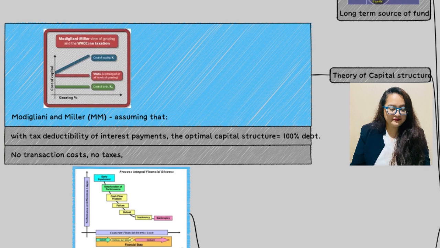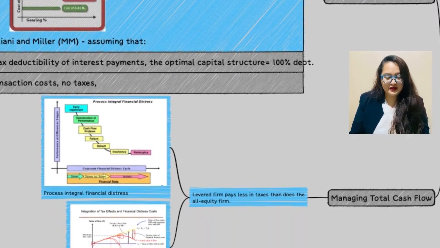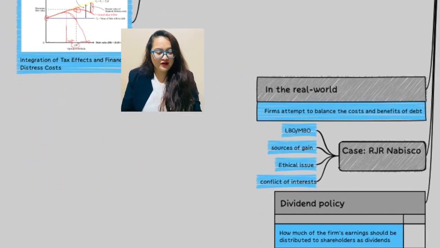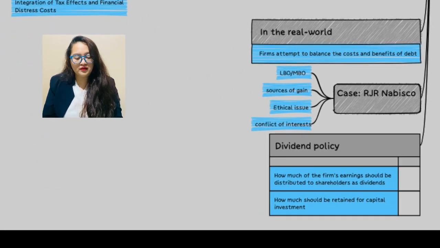You can see here. Next one is managing total cash flow. You also need to be careful of financial distress, and this is the process of financial distress. You don't want that. You don't want your shareholders to be stressed. Okay, in the real world, the firm attempts to balance the cost and benefit of debt. We also have an interesting case about RJR Nabisco. The lesson learned is about LBO or MBO, sources of gain, ethical issues, and conflict of interest.